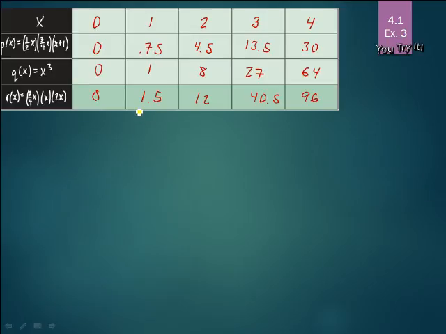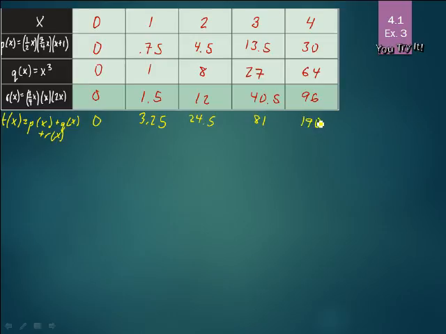So let's go ahead and find t of x, which is just the 3 added together. We know it's going to be p of x plus q of x plus r of x. So we can just add together. 0 plus 0 plus 0 is just 0. 75 hundredths plus 1 plus 1.5 just gives us 3 and 25 hundredths. Adding together the next 3, we get 24.5. And then 13.5 plus 27 plus 40.5, we get 81. And lastly, 30 plus 64 plus 96, we get 190.